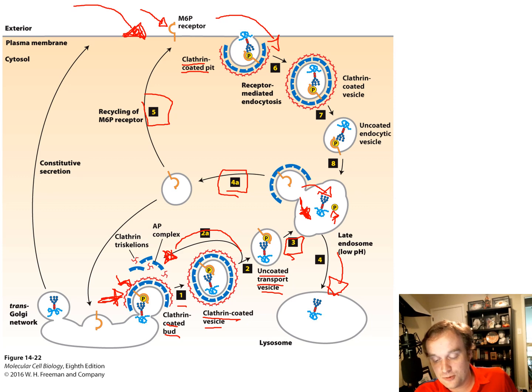And we have this vesicle, which similarly to step 2, will lose its coating. And in step 8, just as before, it will fuse with the late endosome and the protein will dissociate from the receptor for delivery to the lysosome. So we can either come from the Golgi or from the exterior of the cell to the lysosome.